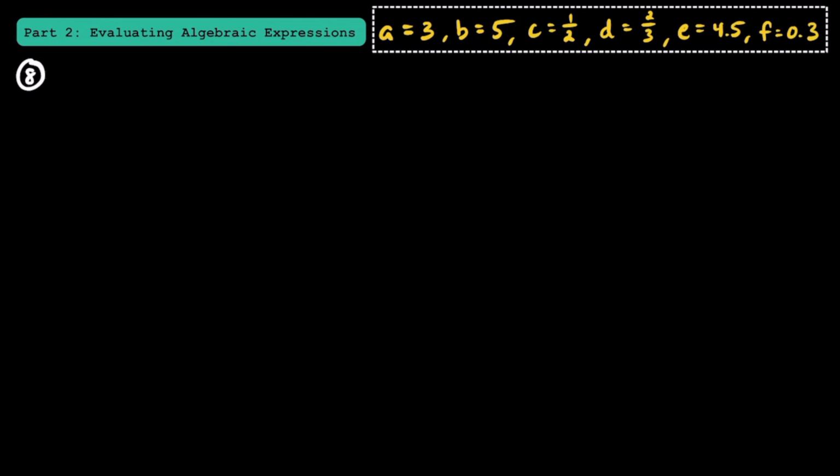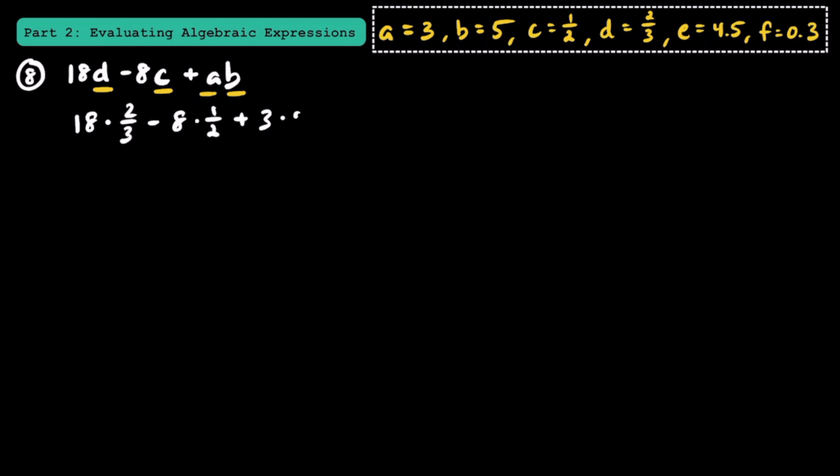Number 8. We have 18d minus 8c plus ab. First thing we're going to do is substitute in our values for d, c, a, and b. d is equal to 2/3, so we're going to have 18 times 2/3. c is equal to 1/2, so we're going to have minus 8 times 1/2. We're going to add the product of a and b. a is 3 and b is 5, so we'll have 3 times 5. We have 3 different multiplication problems, so we'll just do the one on the left first.